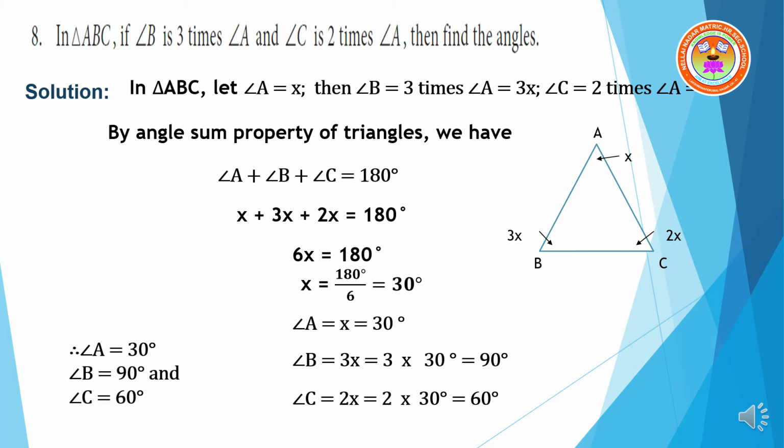So now tell me what are the angles. Angle A is equal to 30 degrees. Angle B is equal to 90 degrees. And angle C is equal to 60 degrees. Yes children.